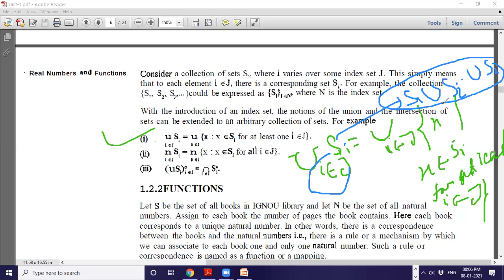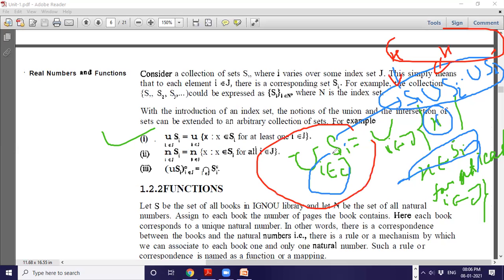So it will consist of all those elements X where X belongs to Si for at least one i in J. So X will be in some S or other, whether S1 or S2, right? So these elements, X maybe belongs to this one, or this one. So this element will get included. That's why I'm writing union of Si, i goes for i belongs to J.